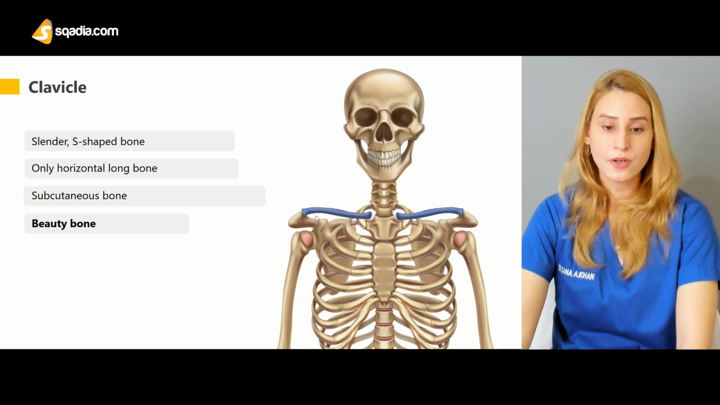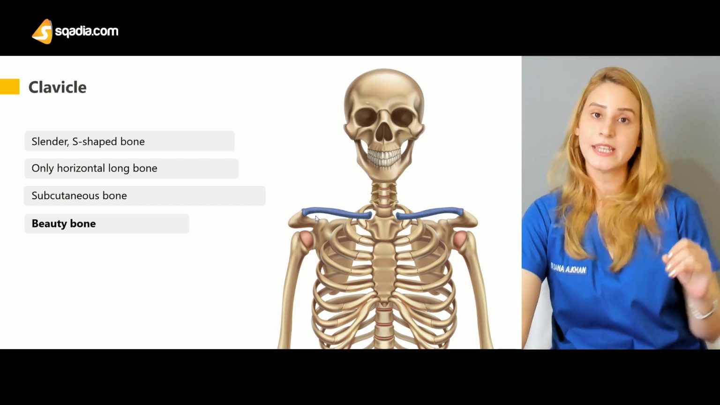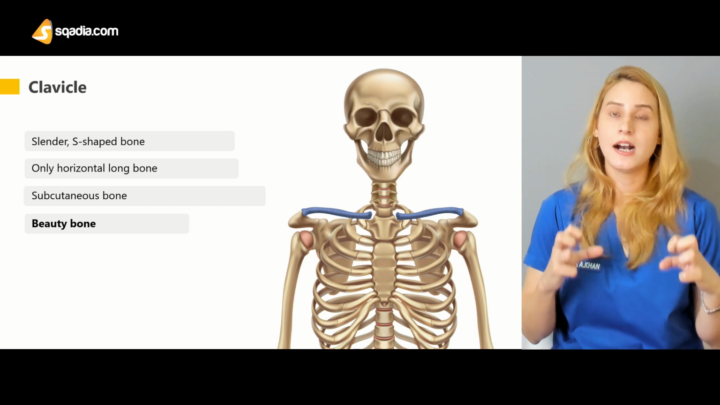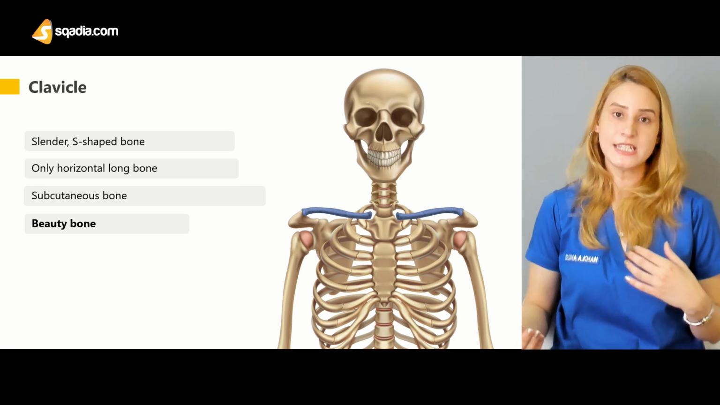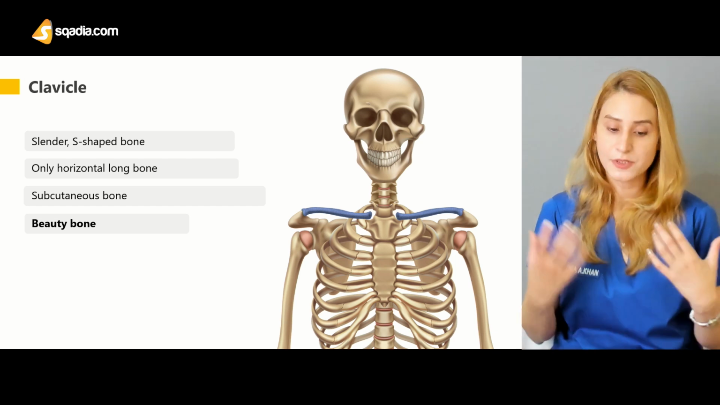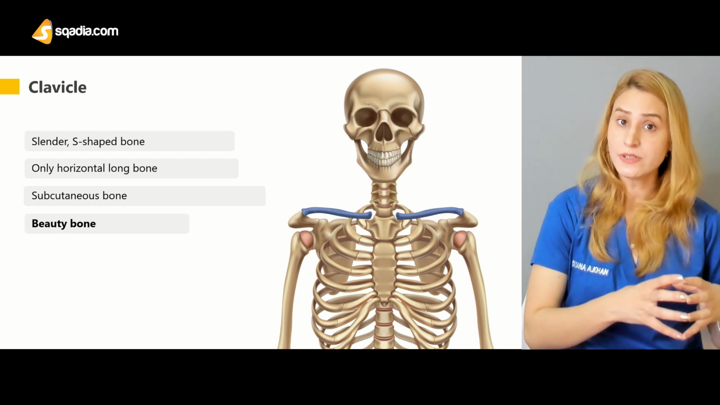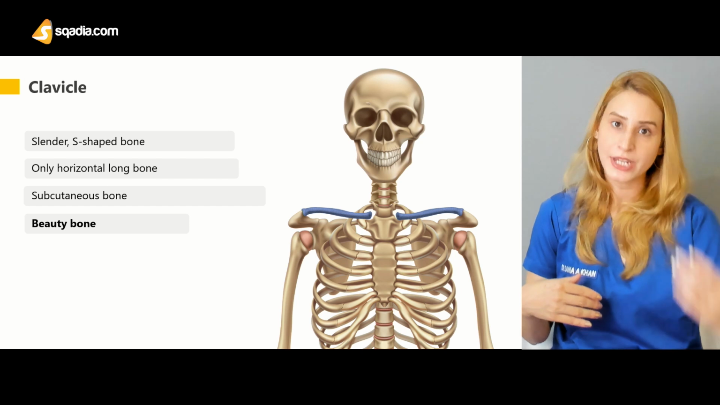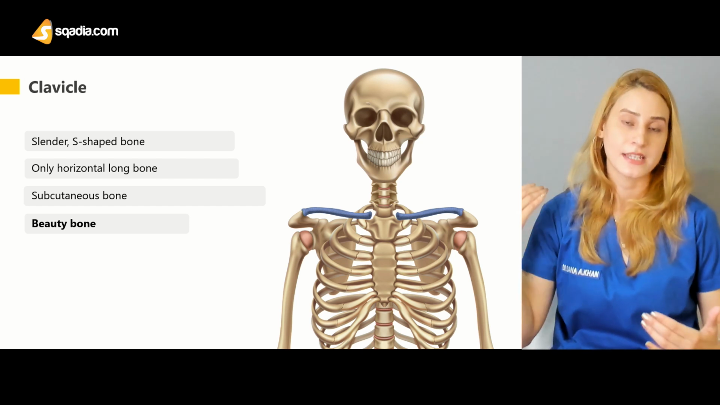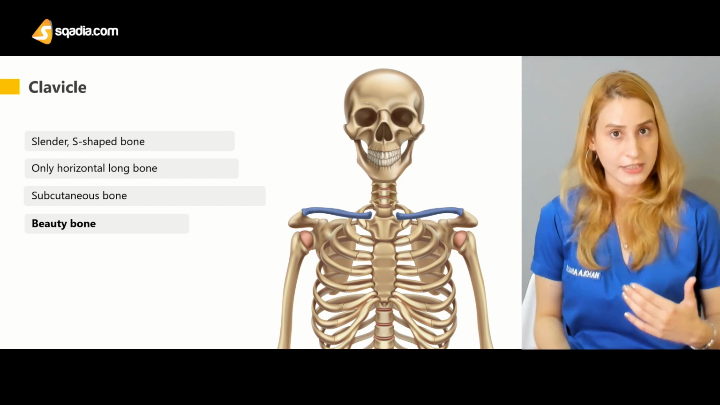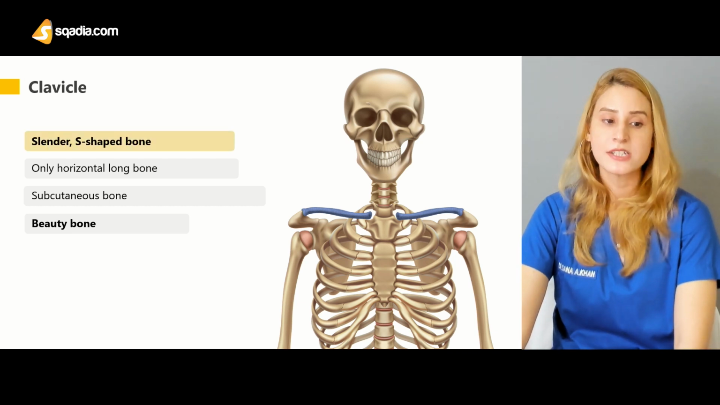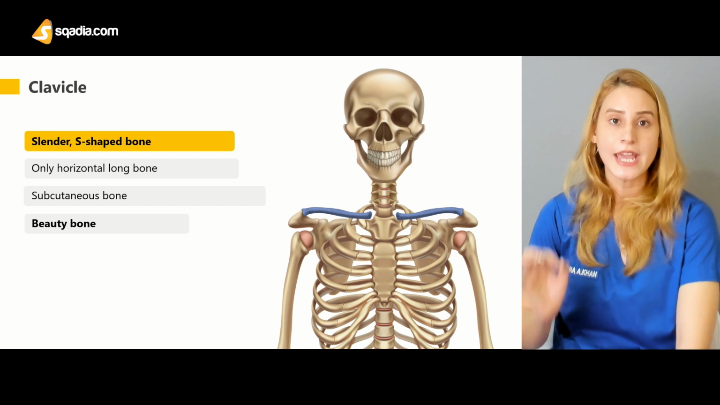So it's a flat bone, and the important thing about this bone is the ossification. When you talk about the bones, I'm not going to go into the detail of their ossification process, but remember there are some membranous bones and there are some cartilaginous bones. Some have membranous ossification, and some have cartilaginous ossification centers. I'm not going to go into the details, but remember it's a slender S-shaped bone.